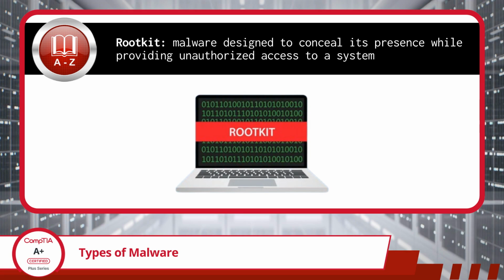Some malware focuses specifically on remaining hidden, which brings us to rootkits. A rootkit is malware designed to conceal its presence while providing unauthorized access to a system. Rootkits often embed themselves deep within the operating system, allowing attackers to manipulate system processes while avoiding detection by traditional security tools. Because they operate so close to the core of the operating system, rootkits can be extremely difficult to detect and remove.